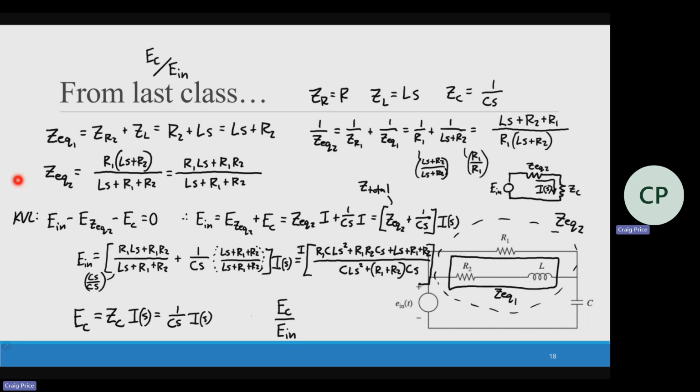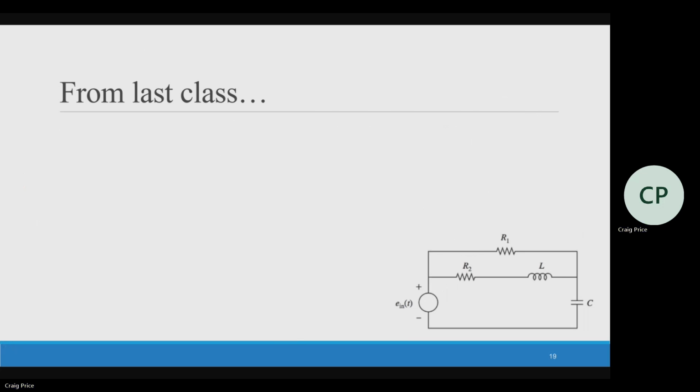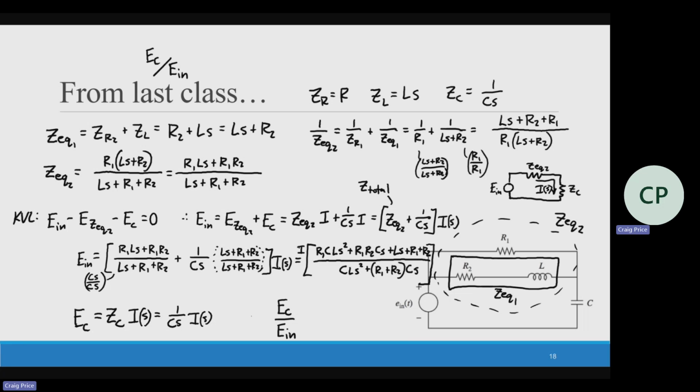Okay, so I'm going to have to flip back quite a bit, but we can just start with EC. So EC over the input voltage, I have 1 over CS times the current. That's my capacitor voltage. Now I'm going to put in my En, which is all of that. R1 CLS squared.